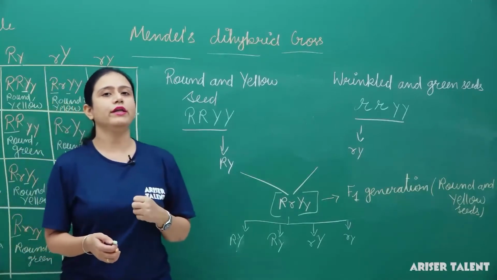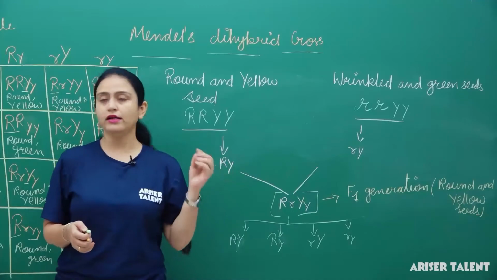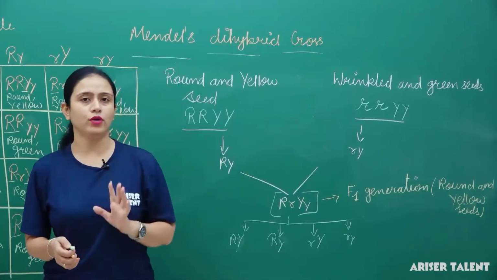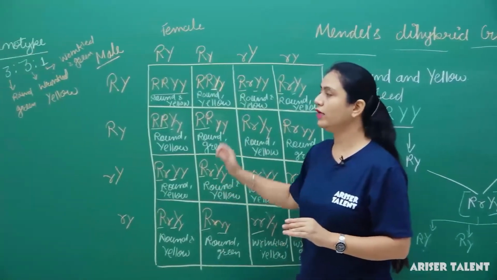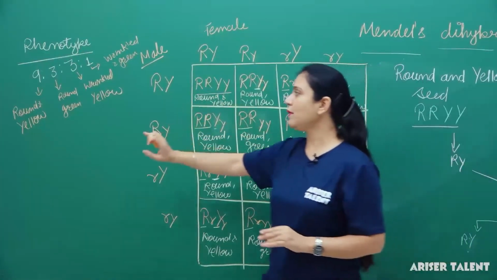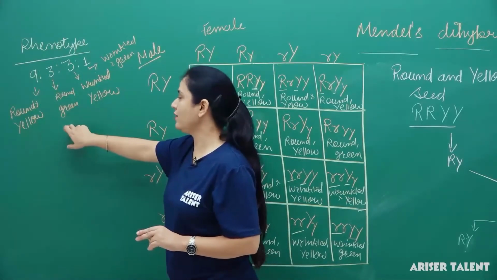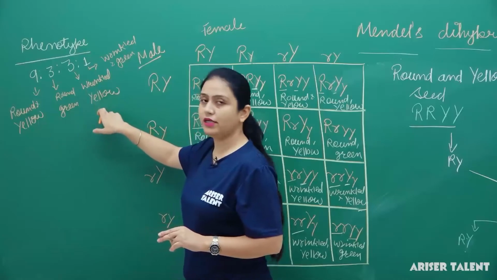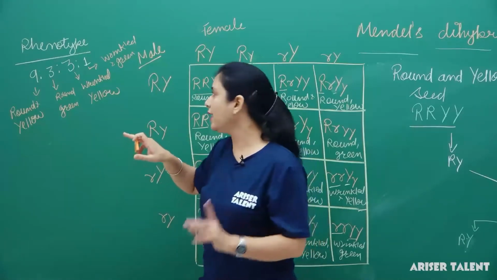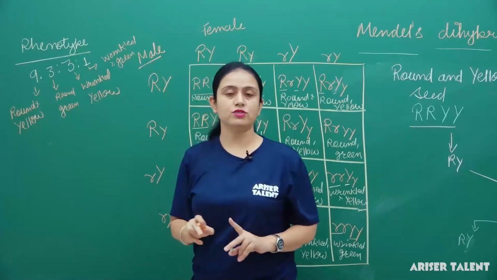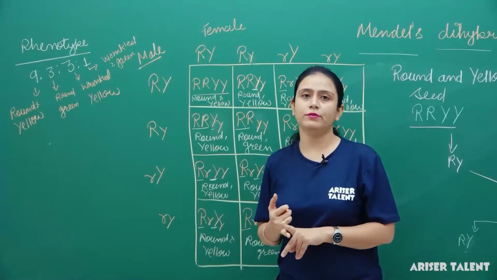Okay, then what did he do? He covered all the flowers and allowed them to do the self-pollination. As a result, he found in the phenotype that 9 plants were round and yellow, 3 plants were round and green, 3 were wrinkled and yellow, means their seeds were wrinkled and yellow, and only 1 plant had wrinkled and green seeds. So this was all about the result of Mendel's dihybrid cross.